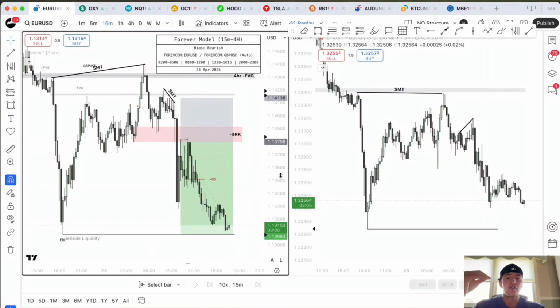We framed our narrative from the weekly to the 4-hour to the 15-minute for an execution, keeping us on the proper side of the market. This is exactly how you should go into the day. You should be mapping out your narrative. You should be creating a plan, and you should be executing based off of that plan that you made before you went into the live trading.